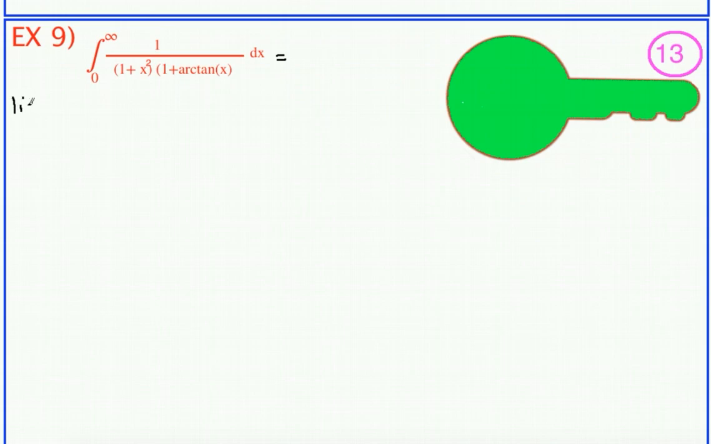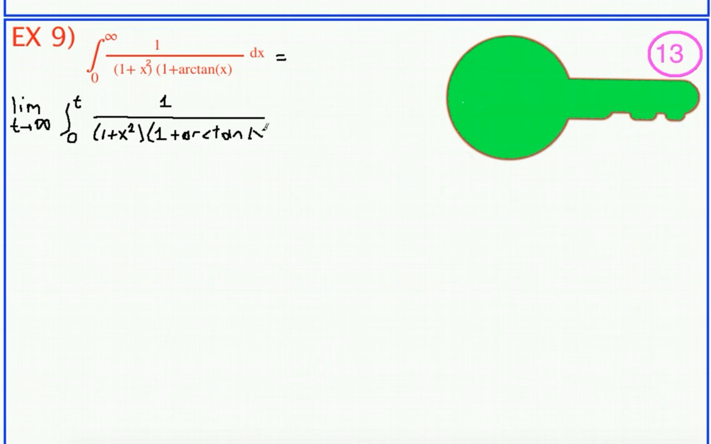So limit as t is approaching infinity, integral from 0 to t of 1 over 1 plus x squared times 1 plus arctangent of x dx. So here you can see the pattern. The derivative of arctangent of x is 1 over 1 plus x squared. So arctangent of x can be our u, and this is going to be our du.